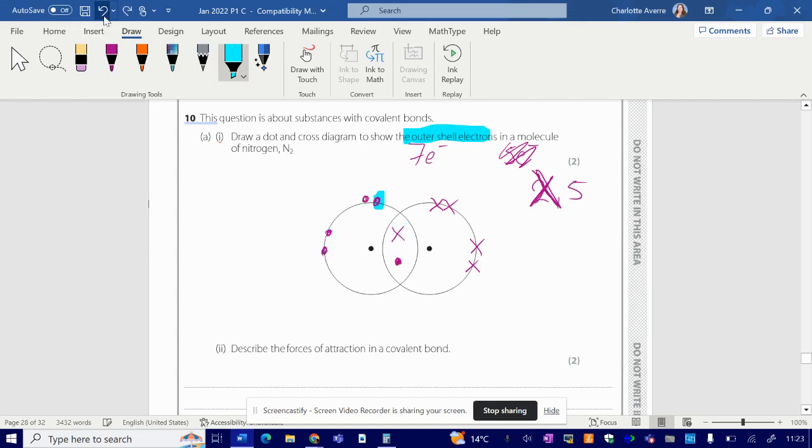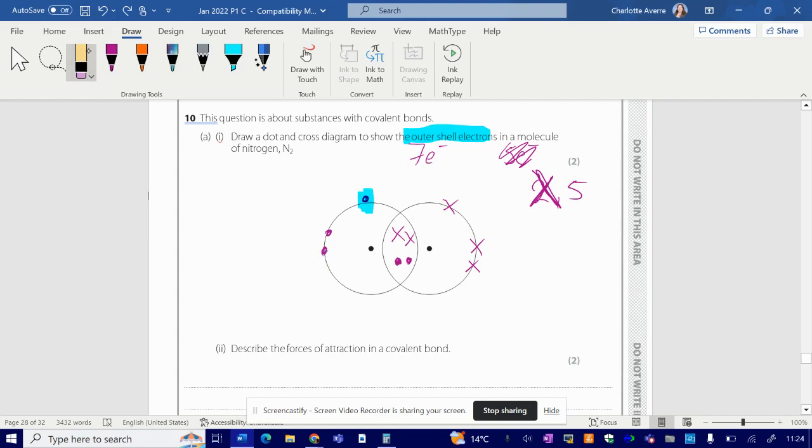So when you get in a situation like this, you put another pair in the middle. So I've taken away another electron from each one, and I've put a pair in the middle, and I'm going to count again. 1, 2, 3, 4, 5, 6, 7. Better, but still not there. So I'm going to have to do something else.